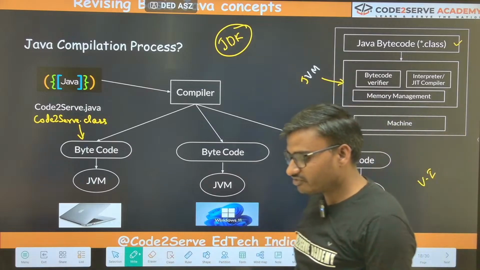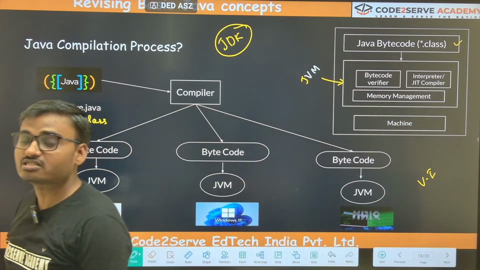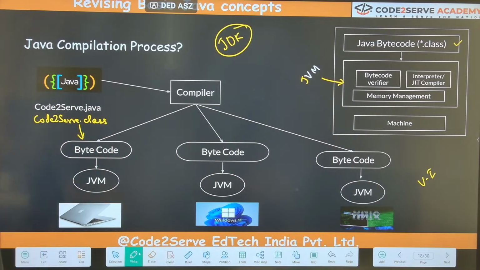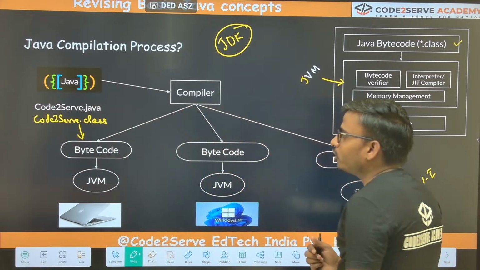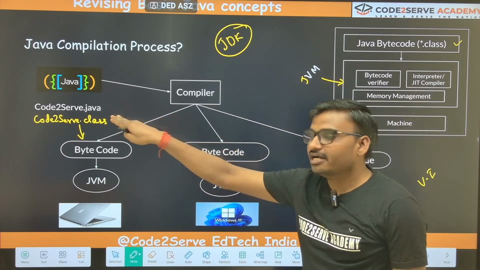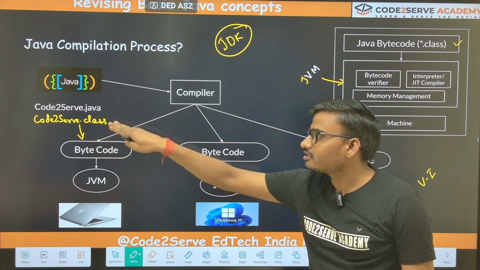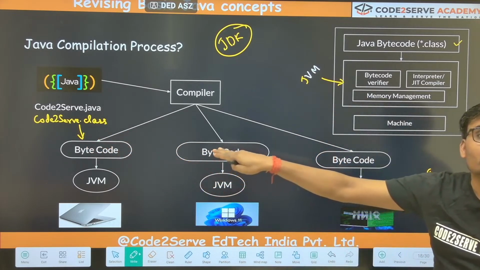JVM. What does JVM stand for? JVM stands for Java Virtual Machine. Okay. Now come back to this. What I told you is that we compiled it and it got converted into a .class file. This .class file is basically bytecode.